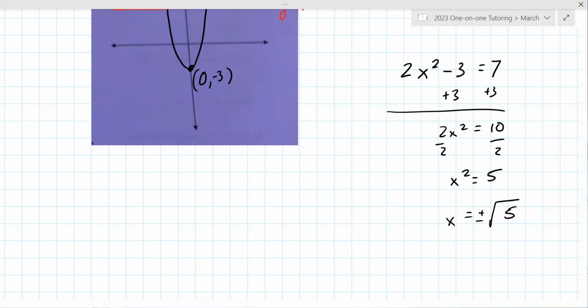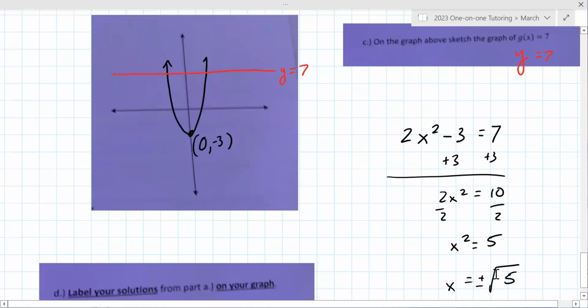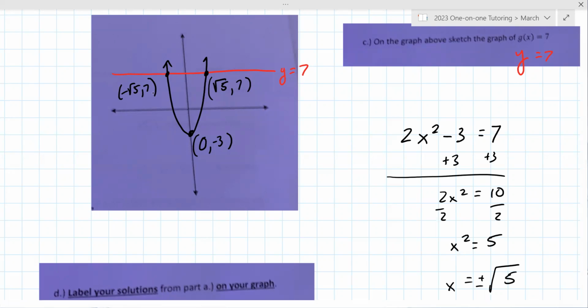So that's what they're asking for in part D. They're asking you to go to the graph and put these points. So this one is positive square root of 5, comma 7, and this other one is minus square root of 5, comma 7. They're asking you to label those points.